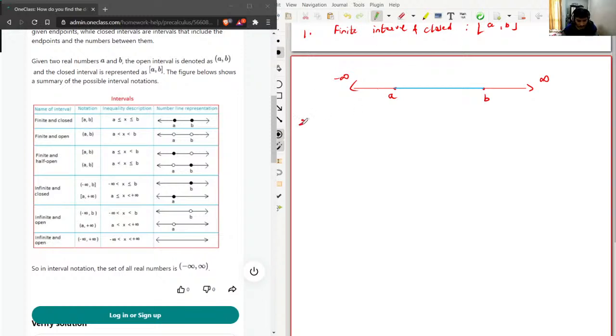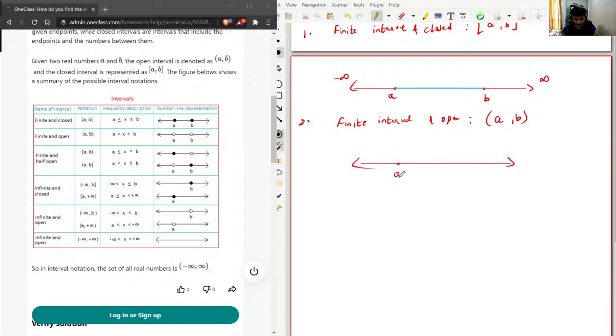The second one is a finite open interval. So for the case of open interval, we write normal brackets. So this is the notation, and again, according to the number line, I'll show you.